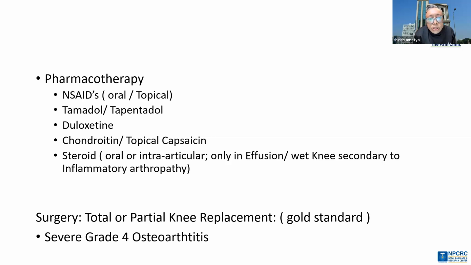And sometimes surgery should be done. Total knee replacement or partial knee replacement is the gold standard treatment in grade 4 osteoarthritis. But if the patient cannot go for surgery, or is unwilling to go for surgery, or is unfit for surgery, then we can always go for genicular nerve ablation of the knee joint for the management of the patient.